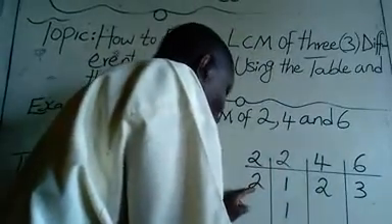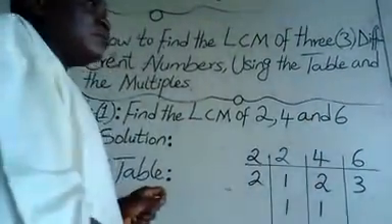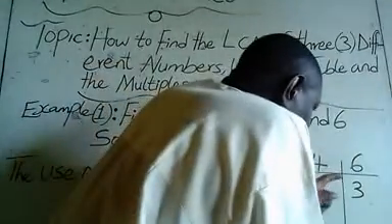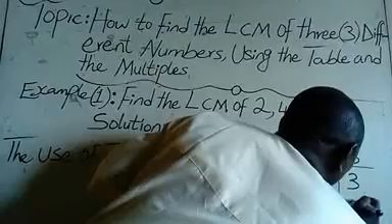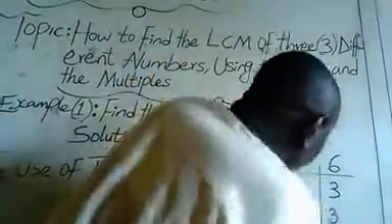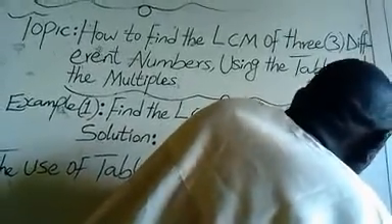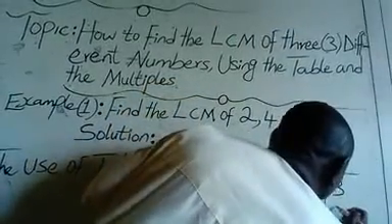This 2 divided by this 2, the answer is 1. 3 divided by 2, when I divide this 3 by 2, I'm going to have a remainder, and I'm not looking for a remainder. So, I have to bring down this 3. Then I will look for a number that I can divide 3 by without a remainder.